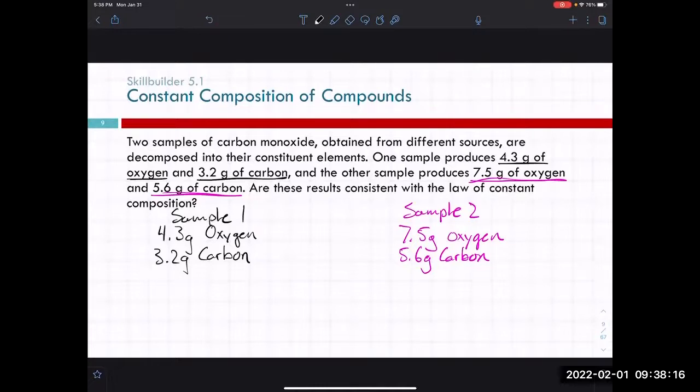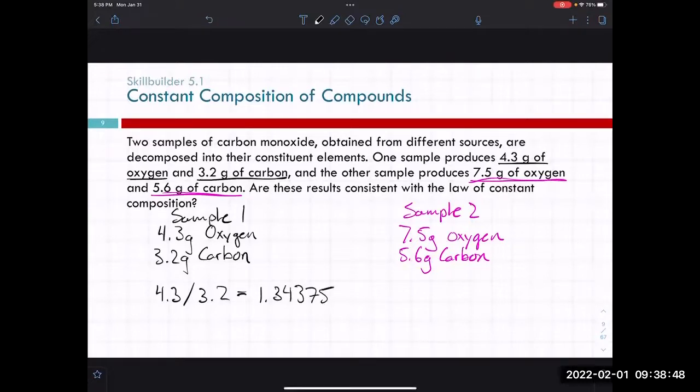Usually you do the larger number divided by the smaller number, because then you get a whole number rather than a percentage. So if we get 4.3 divided by 3.2, let me read. So 4.3 divided by, be consistent, I use this, 3.2, that equals 1.34375.